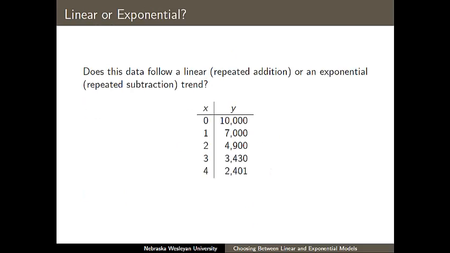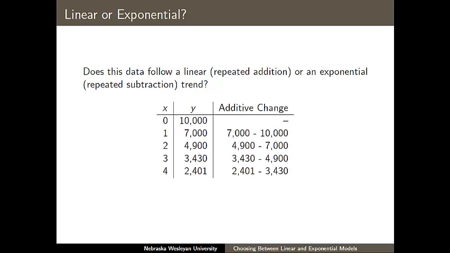If we return to our data now, let's compute the additive change for each of our consecutive values. So for the row with x equals 1, I want to take 7,000, which is my current y value, and subtract 10,000, which is my previous y value, in order to determine what it was I added to 10,000 in order to reach the current value of 7,000. And similarly for the row with x equals 2, my current y value is 4,900, and I want to subtract from that my previous y value, which is 7,000, in order to determine what I added to y equals 7,000 in order to arrive at the y equals 4,900 that I currently have.